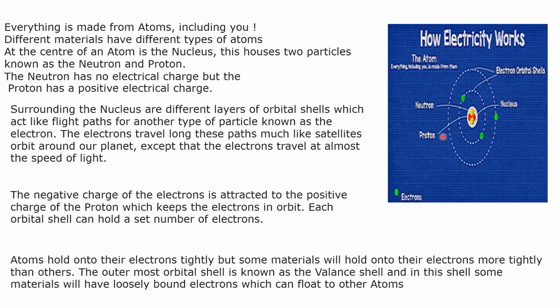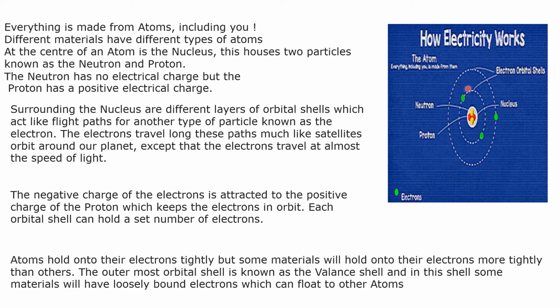Surrounding the nucleus are different orbital shells which move around the nucleus. They look like flight paths. What do they have embedded in them? We can see that these subatomic particles are revolving around the nucleus. Which are they? Let's recall. They are called electrons. These electrons travel long paths, much similar to satellites which orbit around our planet, except that the electrons travel at almost the speed of light.